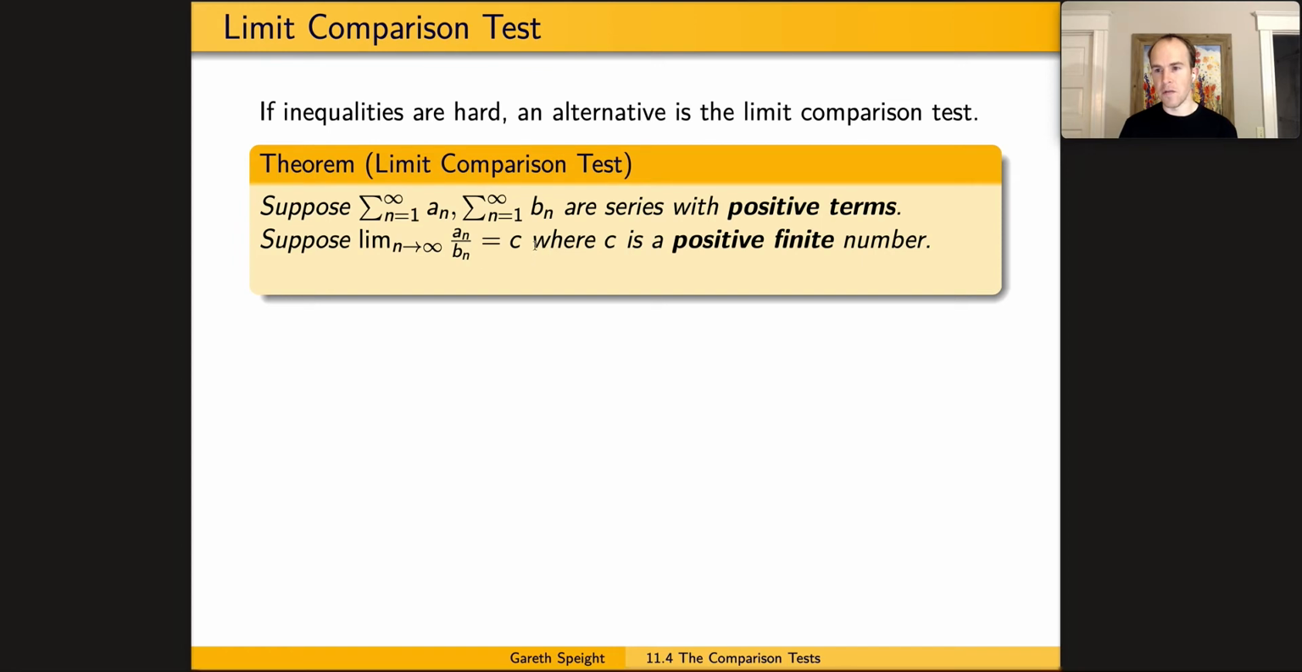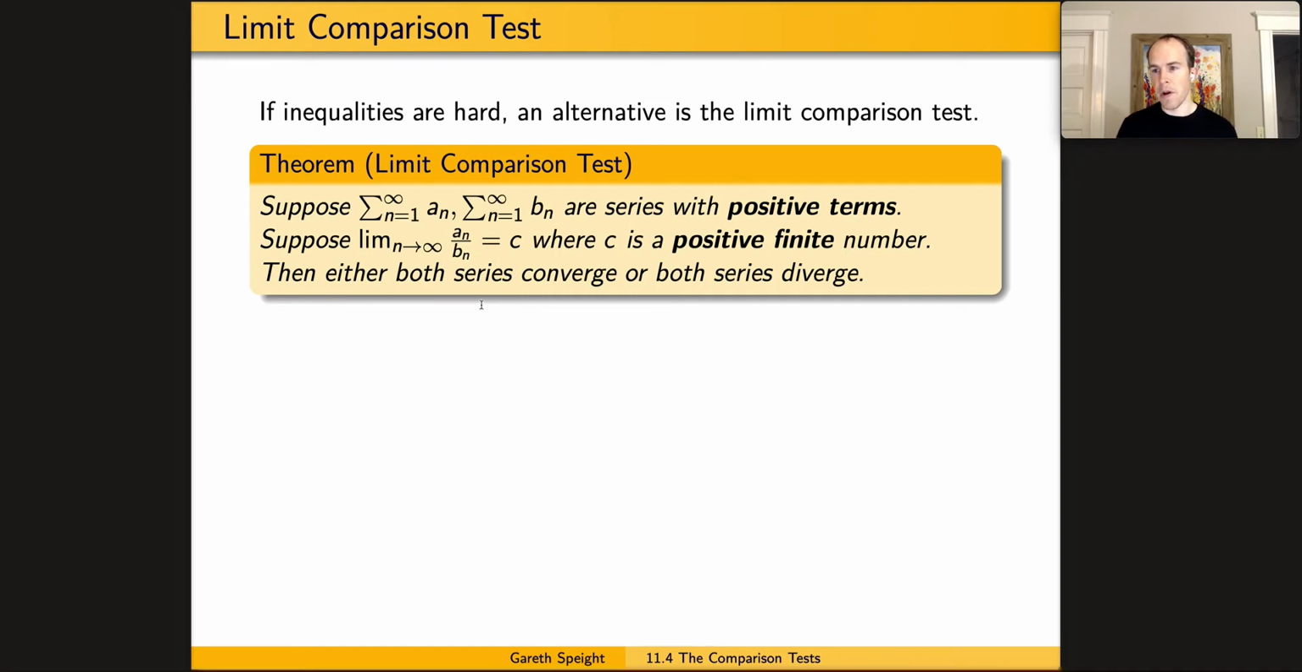So it's important here that the c we get has to be strictly positive, so bigger than 0. It's not allowed to be 0. And also finite, so it's not allowed to be infinity. So it's strictly positive, bigger than 0, and also finite, so less than infinity. Then either both series converge or both series diverge, so they have the same behavior. So we can use one to conclude information about the other.